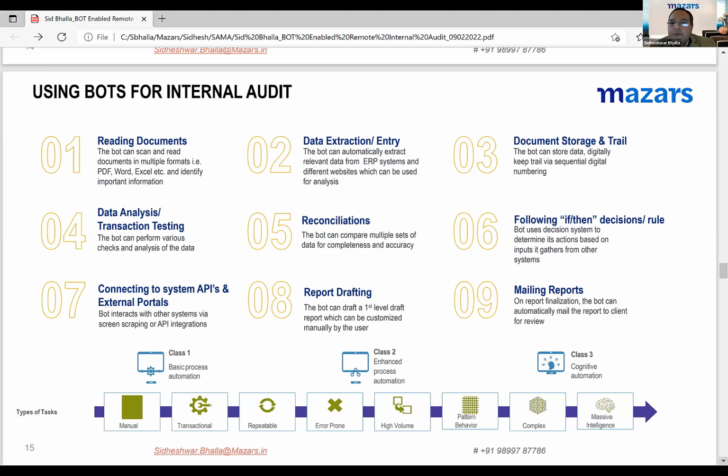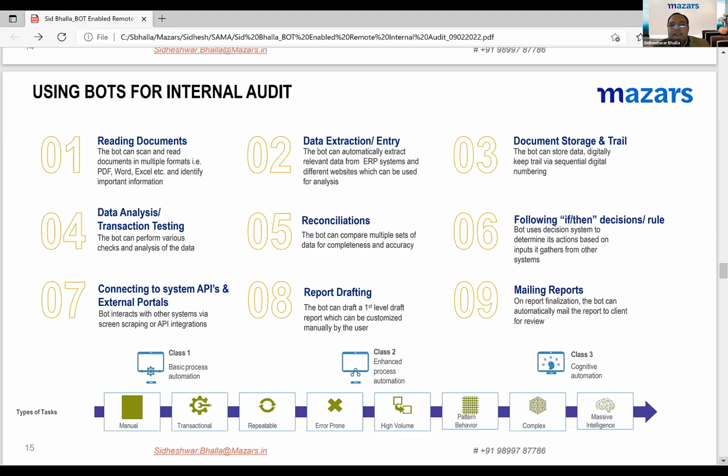We also, as auditors, will be doing all those steps. Data analysis, transactions, reconciliation, if-then rules, all of that can be pre-fed and configured, connecting through various application programming interfaces, drafting of the report, and then finally mailing the report to the process owners and the functional heads. So this is the slide where I have these seven.